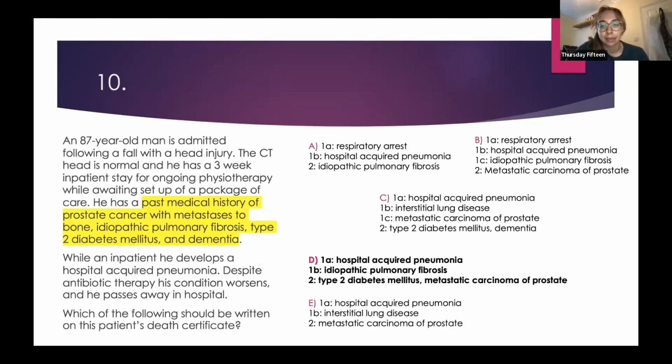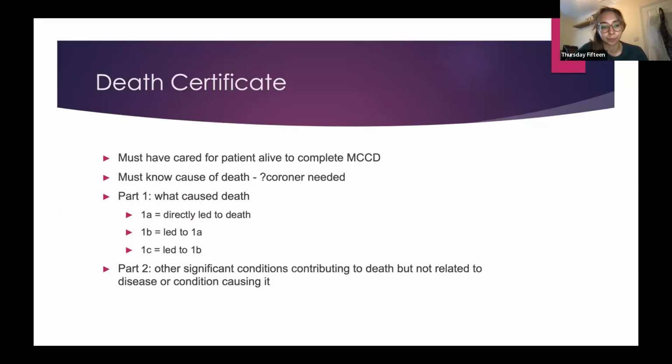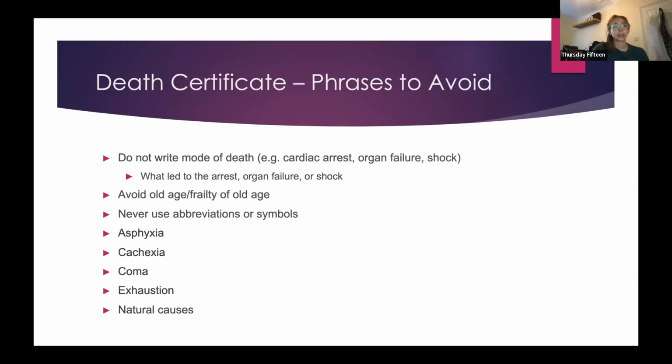So in this man, his metastatic cancer is probably relevant to his frailty, and his type 2 diabetes put him at increased risk of developing an infection. So those things would have contributed to his death. Phrases to avoid on a death certificate. Like I've said, don't write the mode of death. So don't write arrest or failures or shock. You've got to write what led to the arrest or the organ failure or the shock. Generally, you avoid things like old age or frailty of old age, and you never use abbreviations or symbols. You can't write things like asphyxia, cachexia, coma, exhaustion, or natural causes. It all has to be specific.